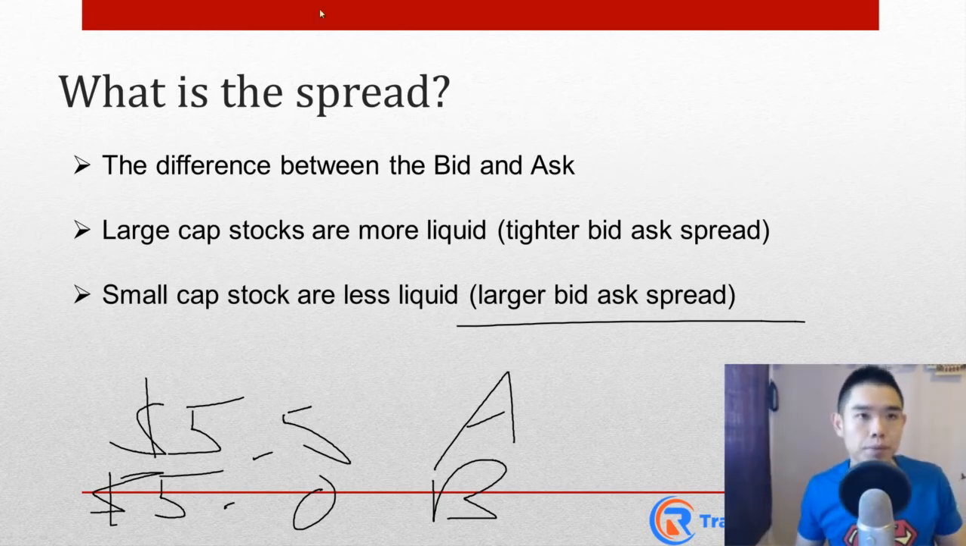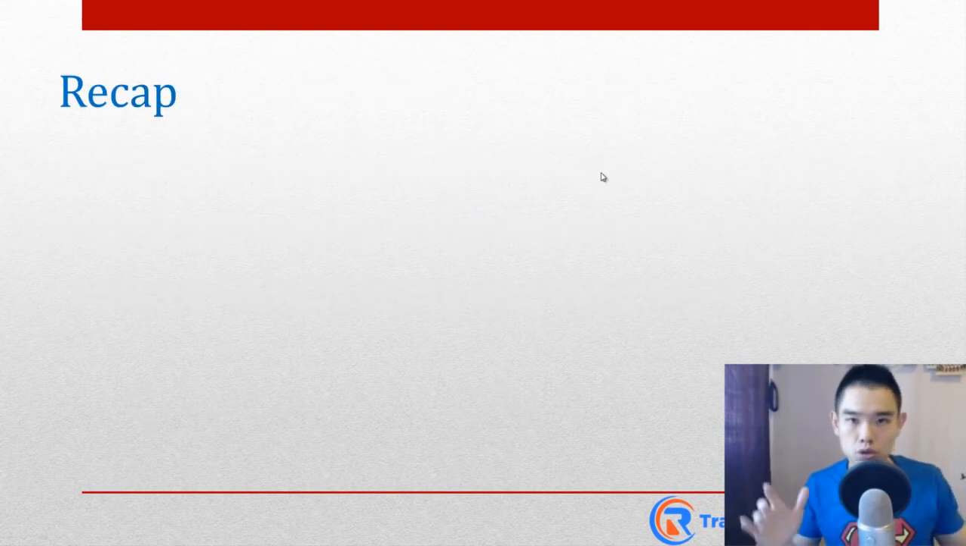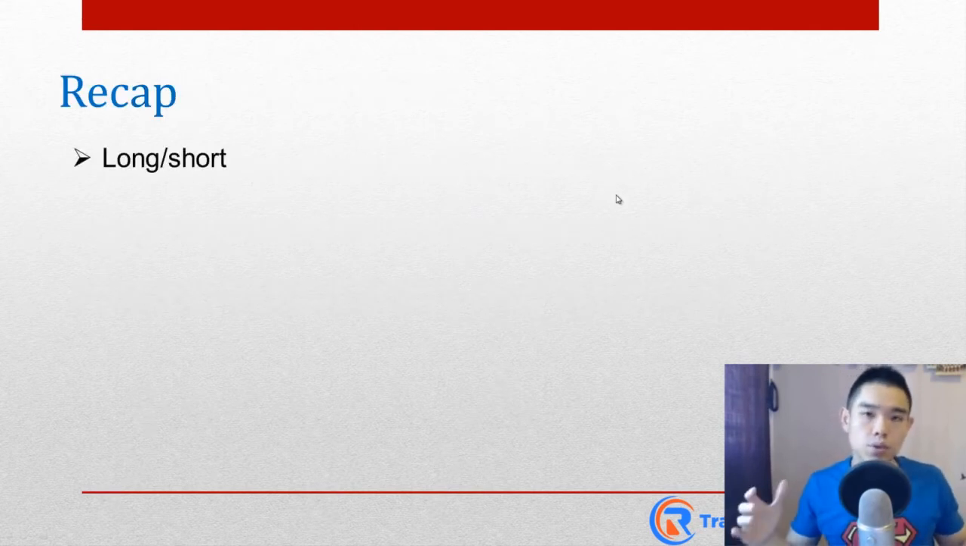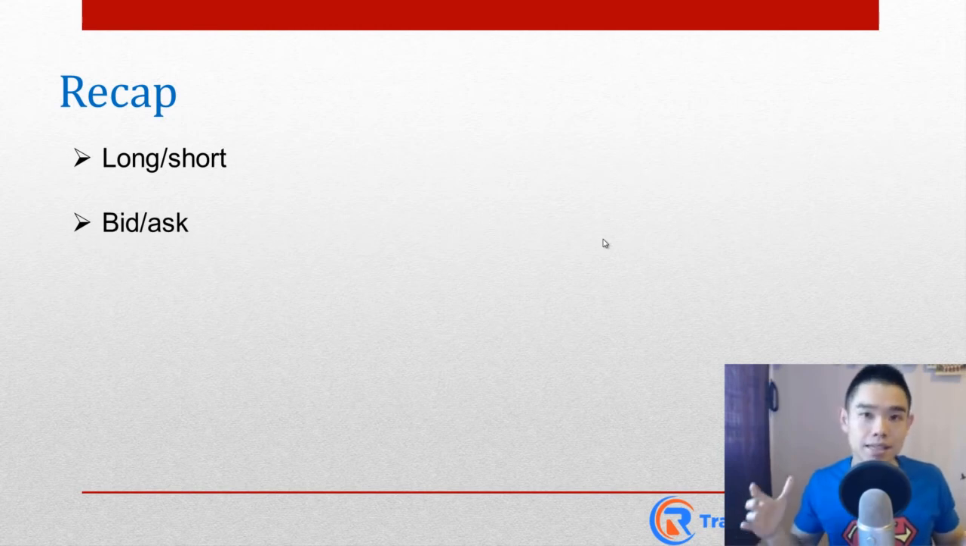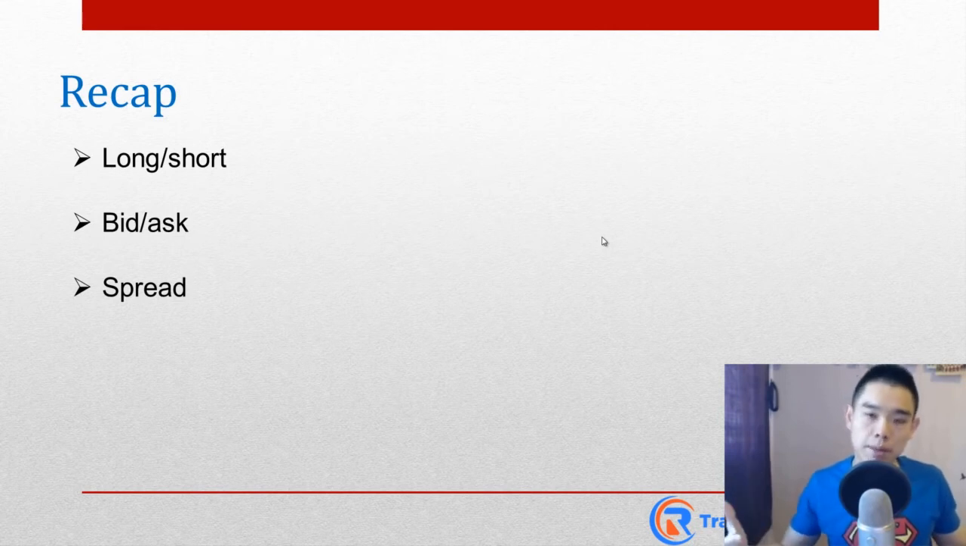Alright, so with that said, let's do a super quick recap. Number one, you've learned what is long and short. It simply means what is your trading direction. Number two, what is the bid and ask? The bid is the price that you can sell at right now. The ask is the price that you can buy at right now. And finally, we talked about the spread: what is the bid-ask spread, and how large cap stocks tend to have a tighter spread, and less liquid stocks, like small cap stocks, tend to have a wider spread. Okay?